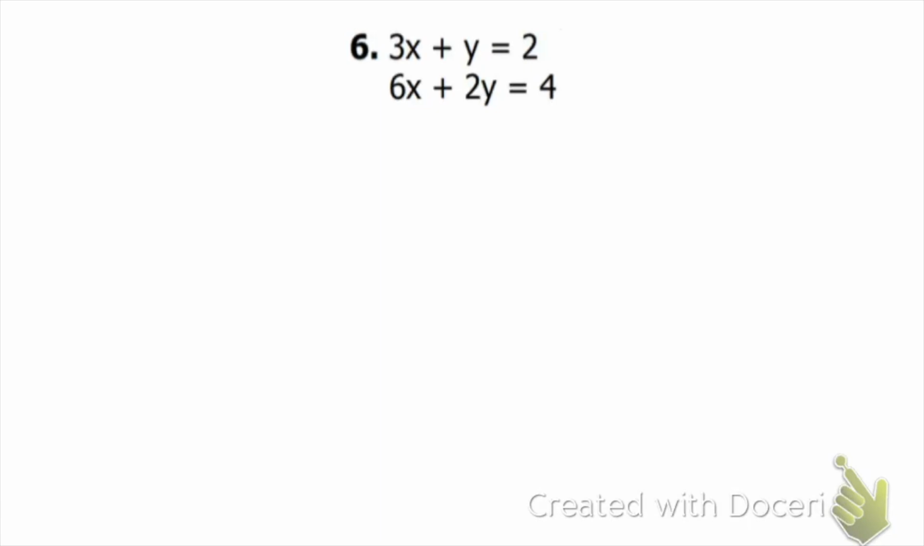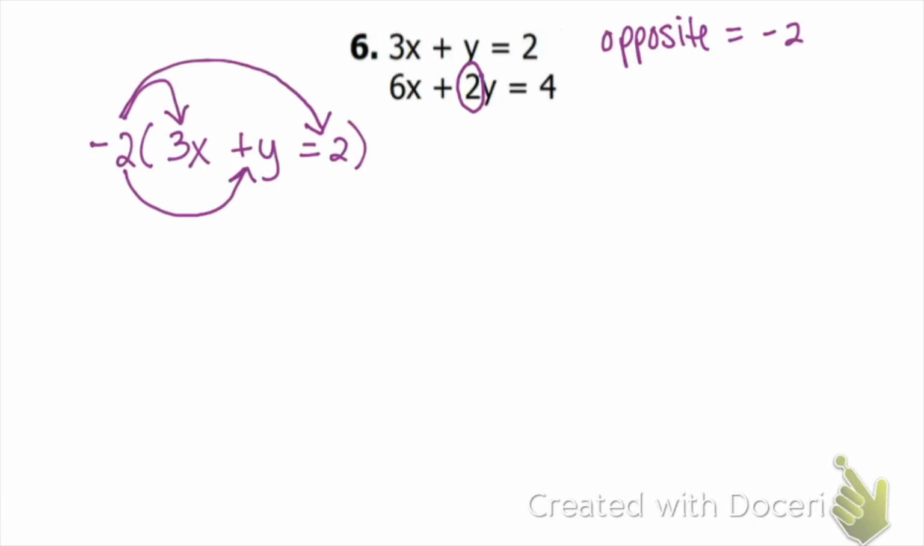All right, so for number 6, we're going to multiply by negative 2 on everything so that it cancels out the y term. But also, if you look, if we multiply the first equation by negative 2, it's going to change the x term to negative 6. So therefore, it will also cancel out the x term. So let's see what that looks like.